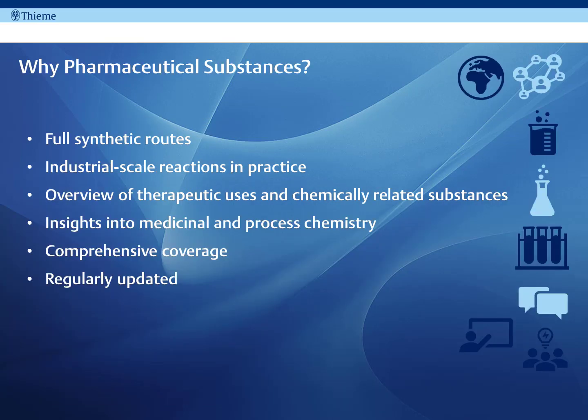It gives full industrial synthetic routes, which are extracted from the patent literature for every significant API, currently numbering 2,700, showing industrial processes in practice. You can get an overview of the pharmaceutical industry from a synthetic chemist's perspective.